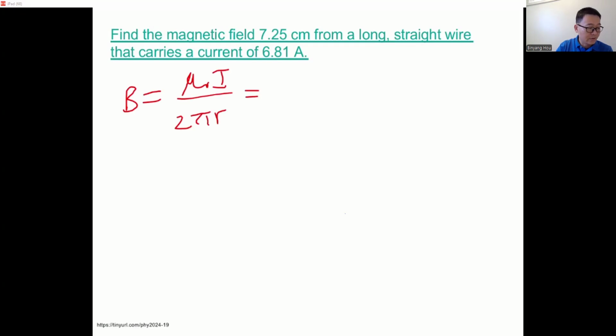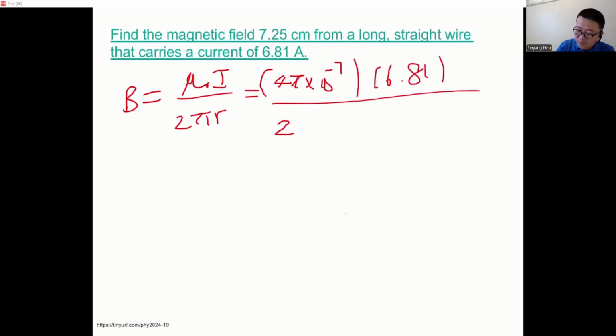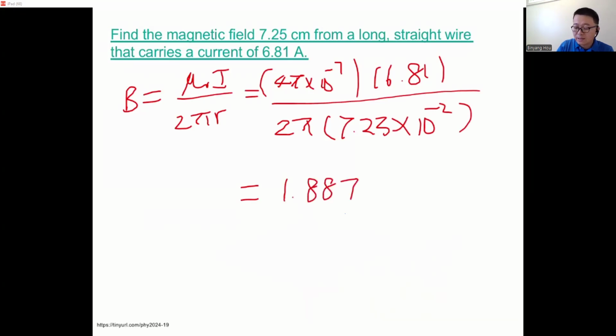Okay, so you just plug in your numbers there. Mu naught is 4 pi times 10 to the minus 7, and then I is 6.81 divided by 2 pi times R. That's in centimeters, so you need to convert that into meters first. Make sure you have everything in SI units. So at the end, you'll get 1.88 Tesla of magnetic field out of this current carrying wire at 7.25 centimeters away from it.